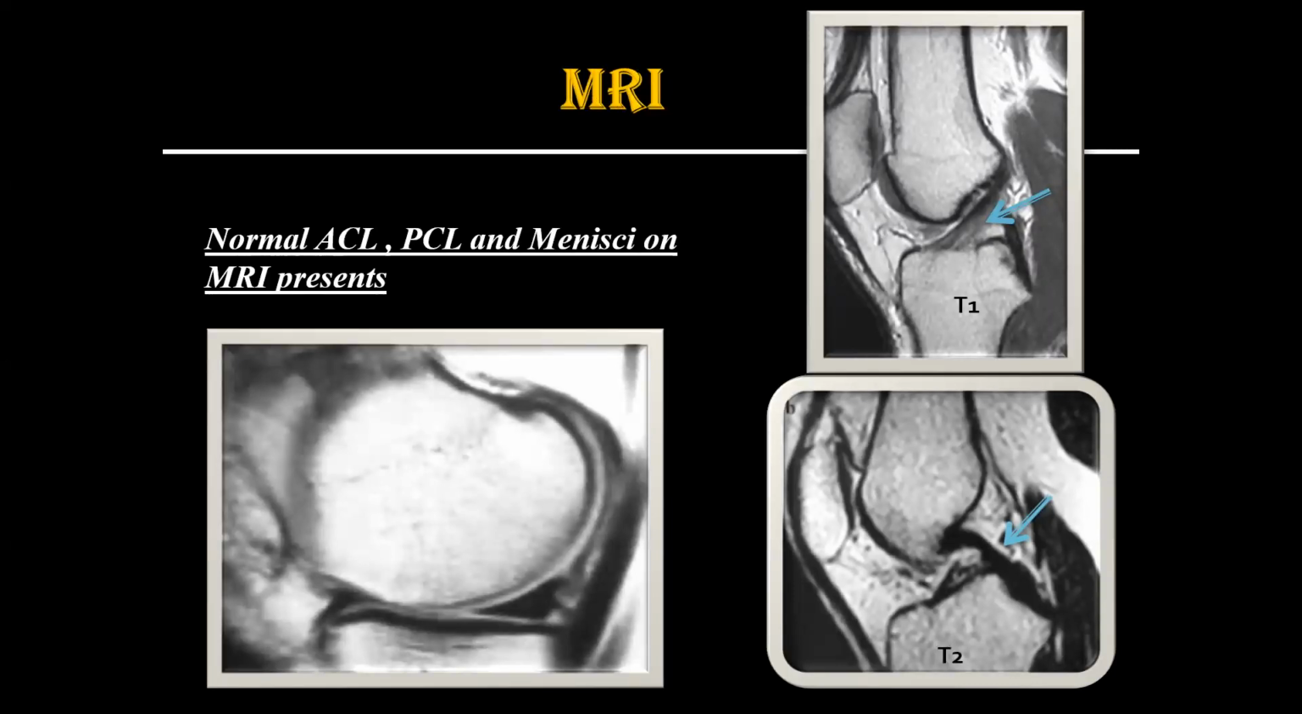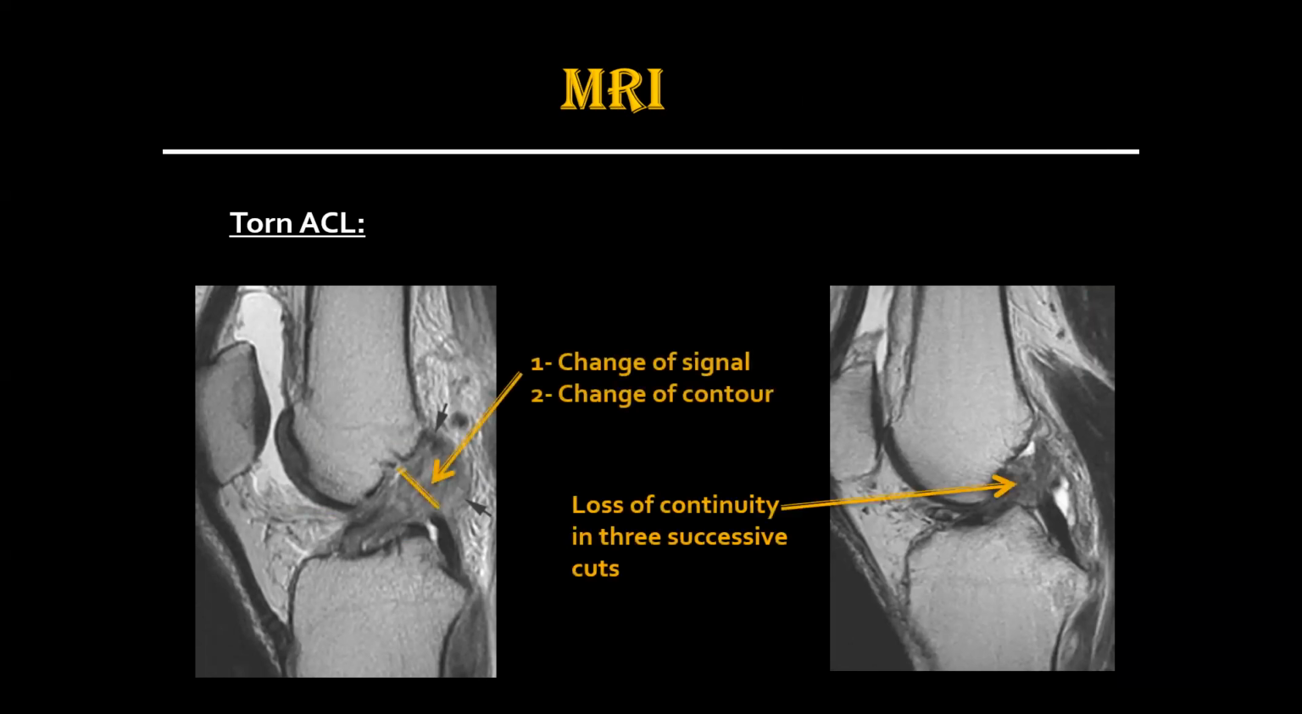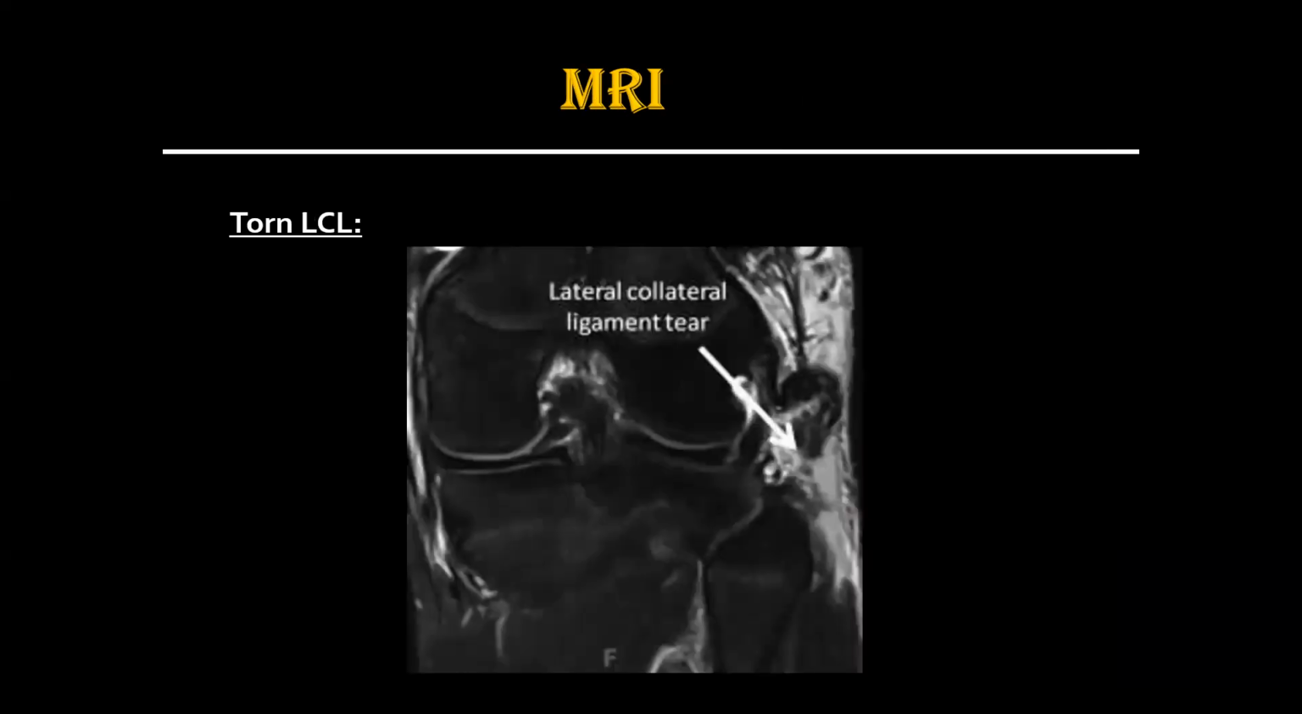MRI is more accurate in diagnosing meniscal injuries and ligamentous injury as well, in addition to osteochondral injuries. That's an MRI showing a torn ACL. That's an MRI showing a torn PCL. It's clear that the tibia is translated posteriorly in addition to the torn PCL. That's a coronal cut showing torn lateral collateral ligament.